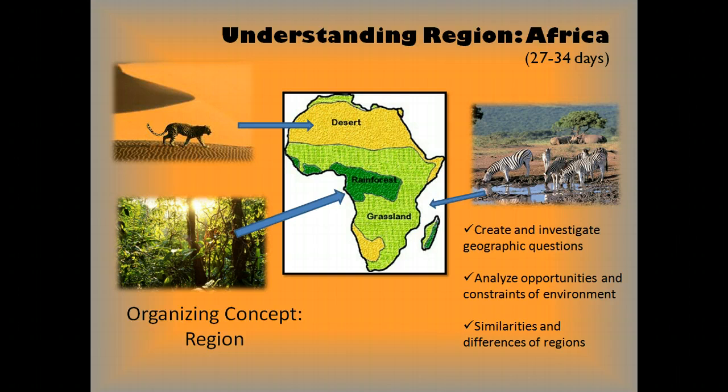In this unit, students dig into a variety of physical features and facets that make the desert, grassland, and rainforest regions unique. To guide students towards the unit's understandings, students will create and investigate geographic questions, investigate and analyze opportunities and constraints of environment, and identify similarities and differences of regions.